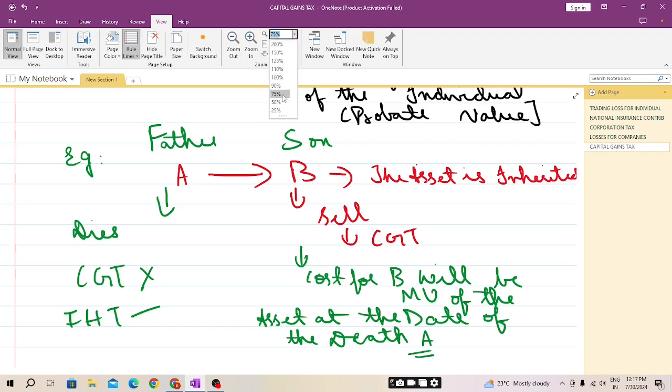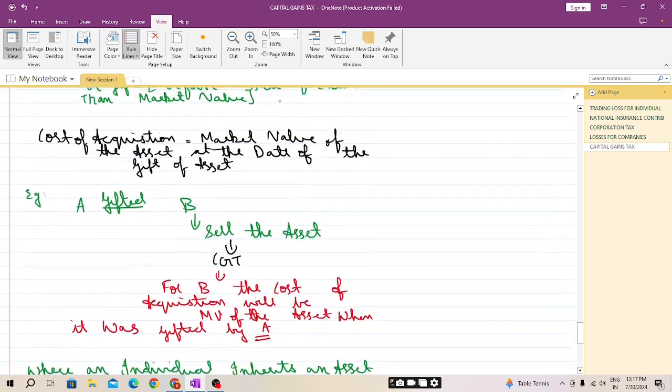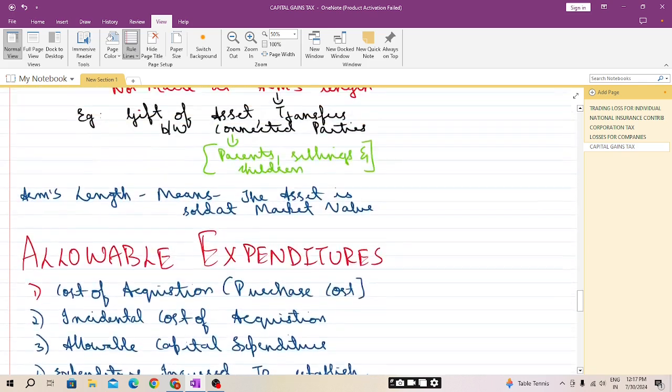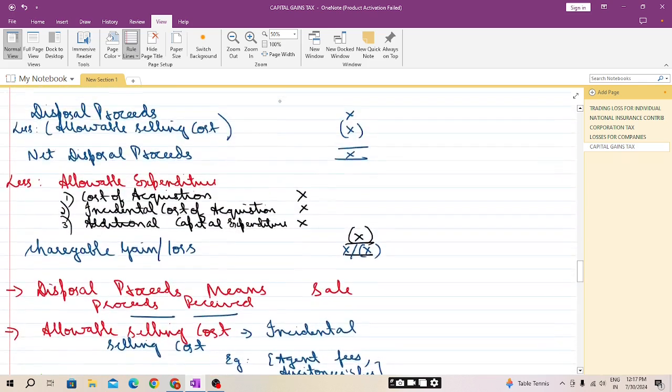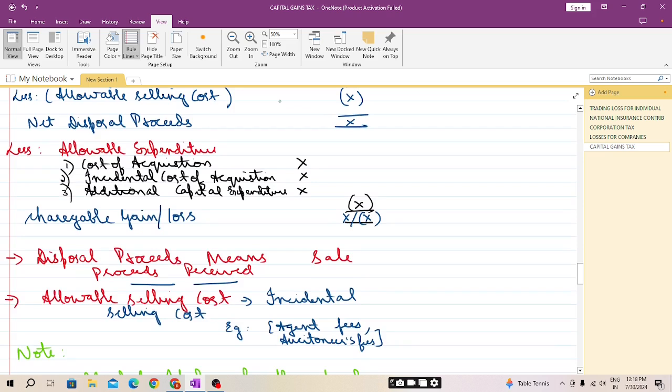So students, till now we have covered step number 1, the format. Step number 1: disposal proceeds less allowable cost will give rise to the net disposal proceeds less allowable expenditure. Allowable expenditure will include the cost of acquisition, incidental cost of acquisition, and additional capital expenditure. So this will give rise to the chargeable gain or loss.